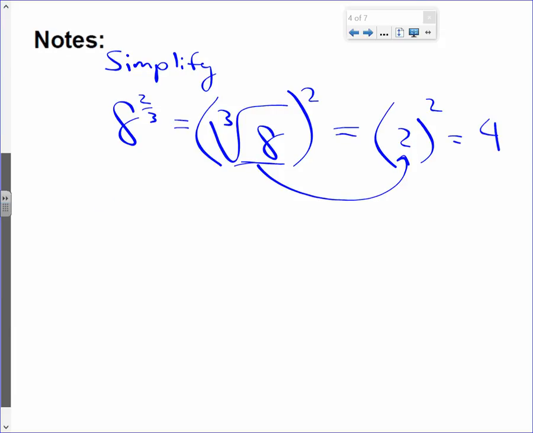Let's start another one. Let's go 27 to the 4/3 power. 27 to the 4/3 power.